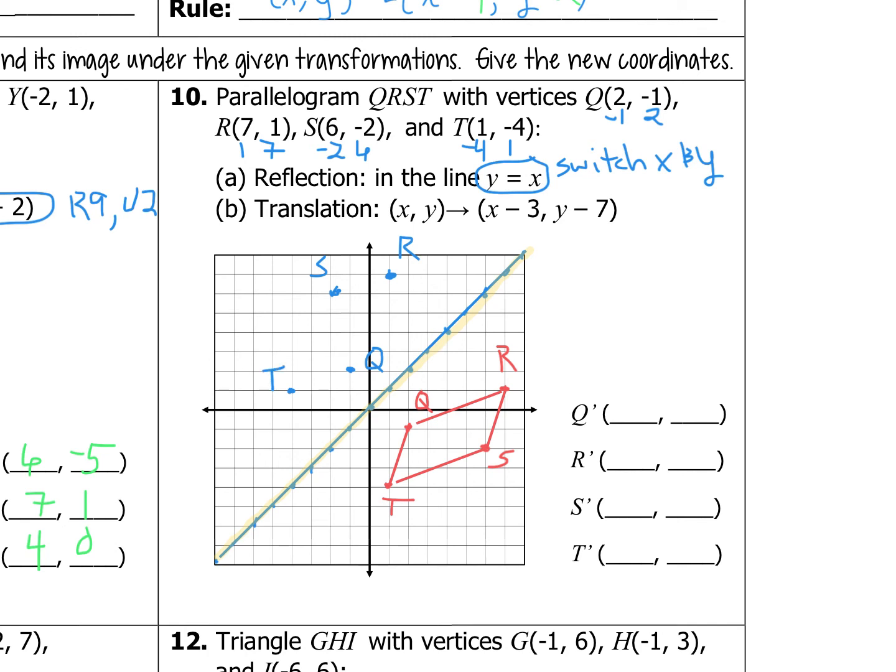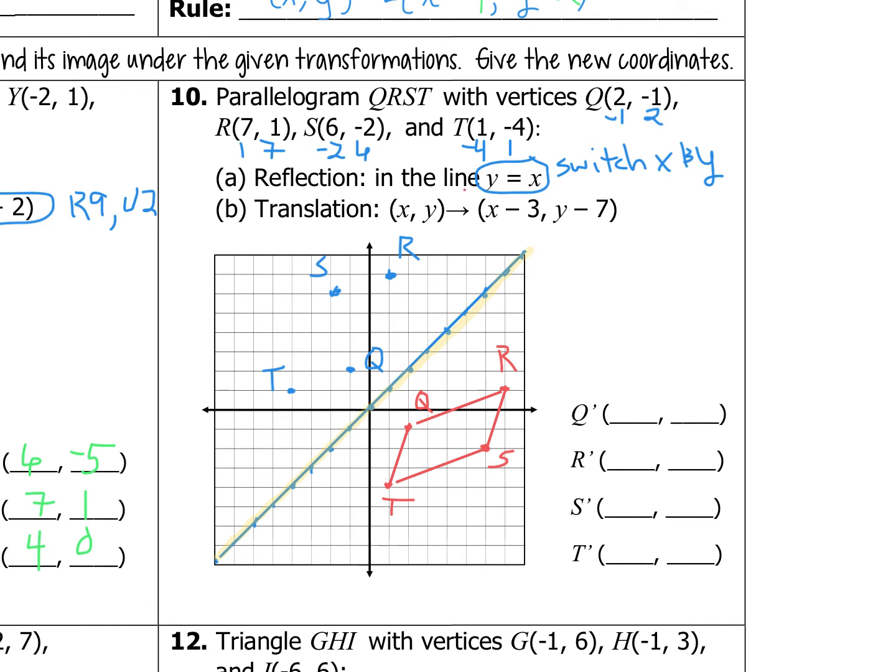And so that's my T. I'm not even going to connect these points, but you could connect them with a dashed line, and that is your reflection over the y equals x line. So then our next thing is to do a translation.